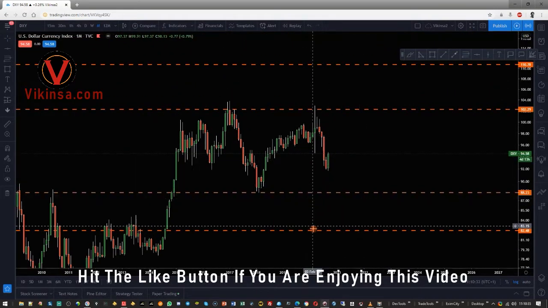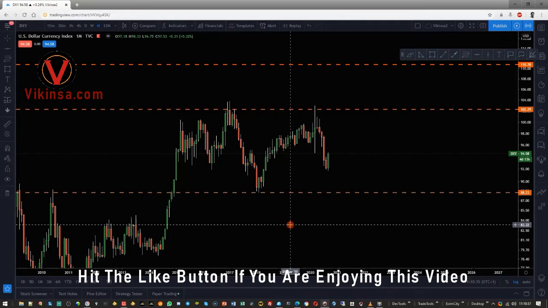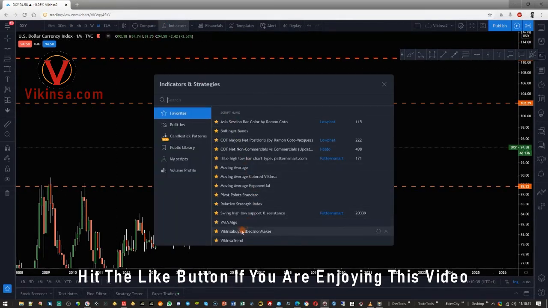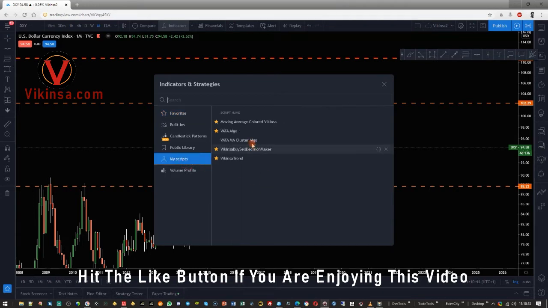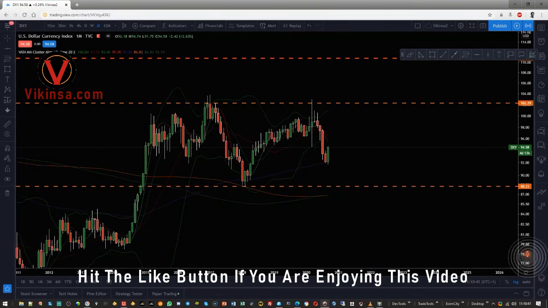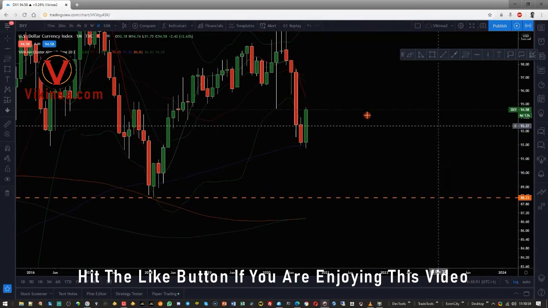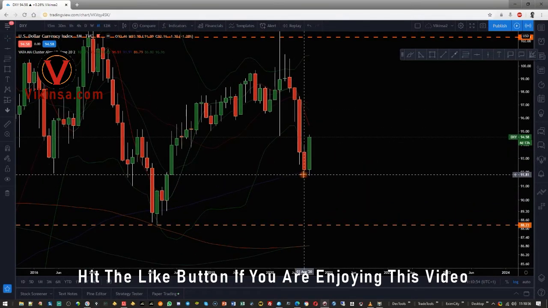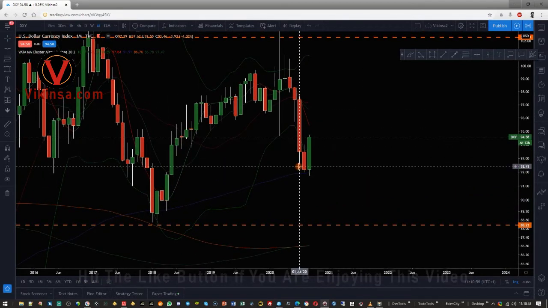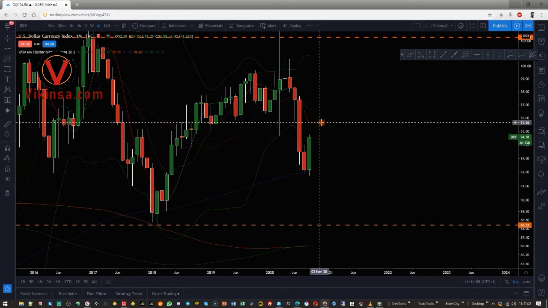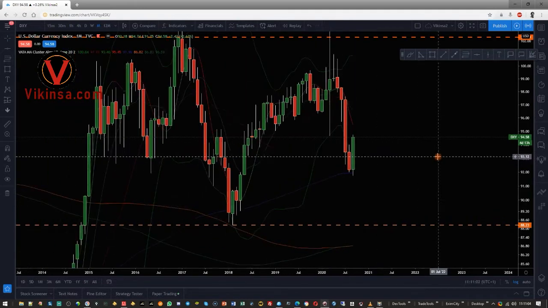Okay, so what has happened so far? In my previous analysis I mentioned that we had the Vata cluster moving average here in the month of August, and I mentioned that if the market closes below July and touches the Vata cluster moving average, then we were expecting a bullish move, and there are several factors to it.